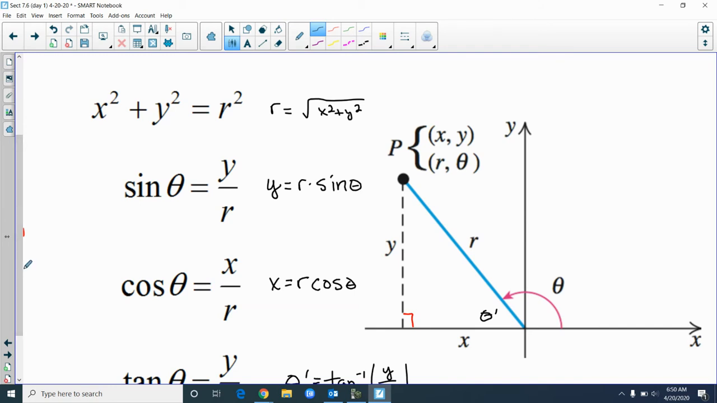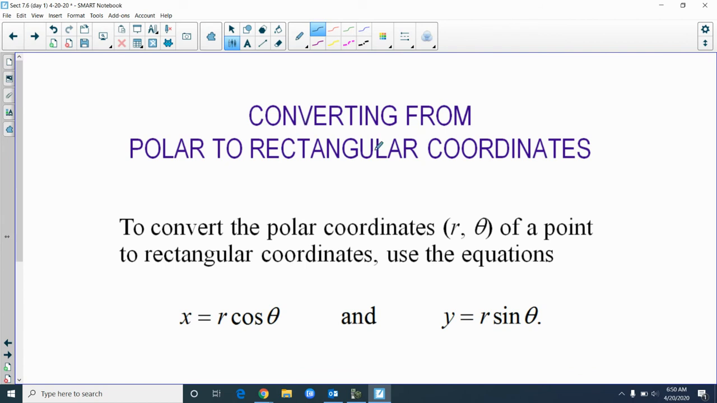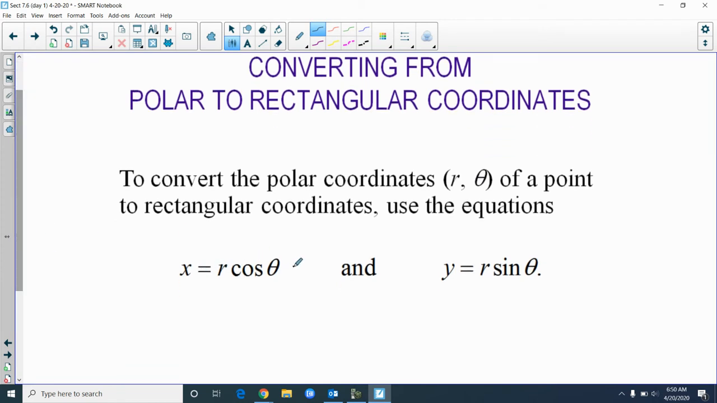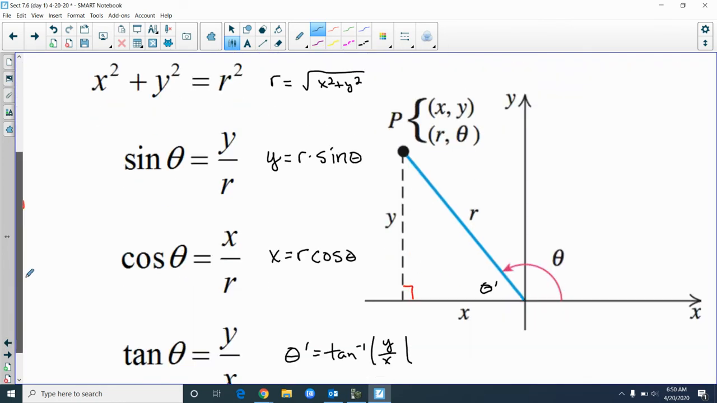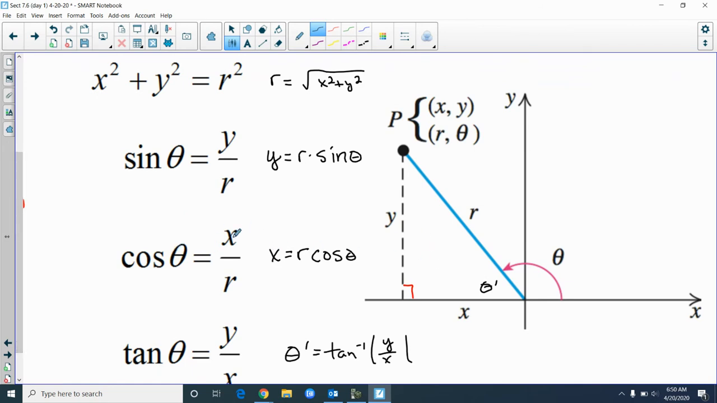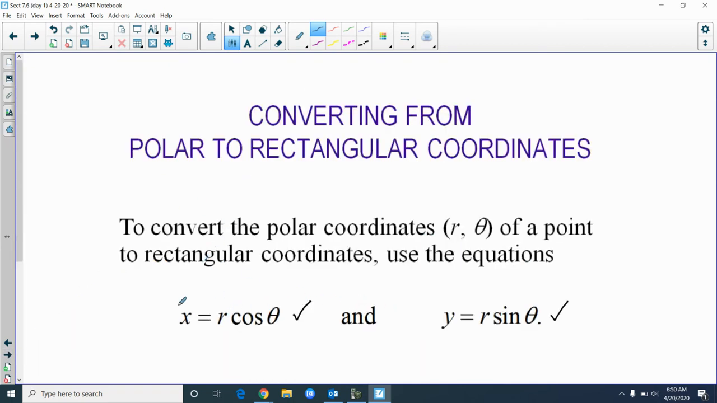Now let's be a little bit more formal here and identify exactly how to do this. To convert from polar to rectangular, if we know the polar coordinates r, theta, and we want the rectangular, we're going to use x equals r cosine theta, y equals r sine theta. Just like we talked about, based upon this right triangle, I can set cosine theta equals x over r, multiply both sides by r, and x equals r cosine theta. Same thing for the sine: multiply both sides by r, y equals r sine theta. So this is basically our conversion.